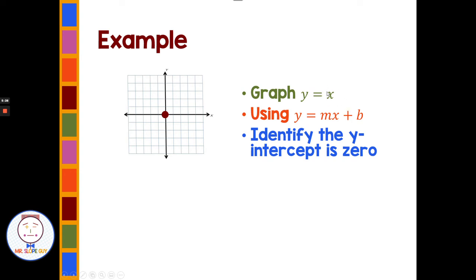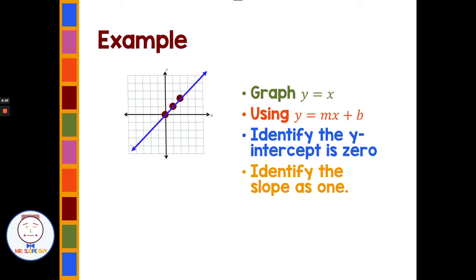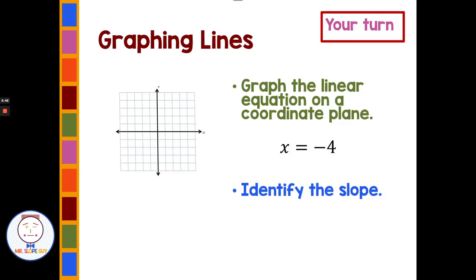So that 1 for the coefficient means my slope is 1. For rise and run, that would be up 1, right 1. And I can go up 1, right 1, up 1, right 1 as many times as I want, and it would draw a line that looks like that. And that's in slope-intercept. All right, last one. You guys try this one. Graph x equals -4 and identify the slope.